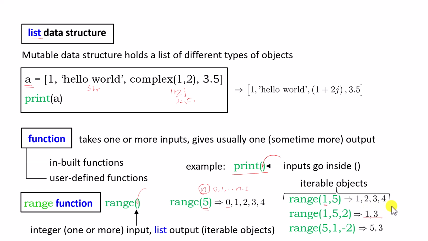So such numbers, when we generate, we call them iterable objects, and these iterable objects have a very important role to play in Python loops, which we'll see later.